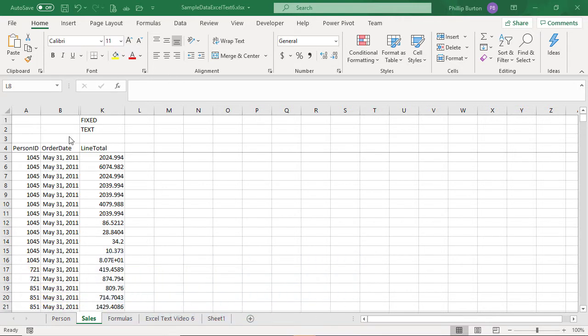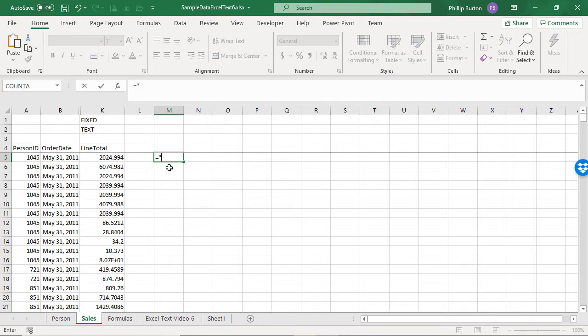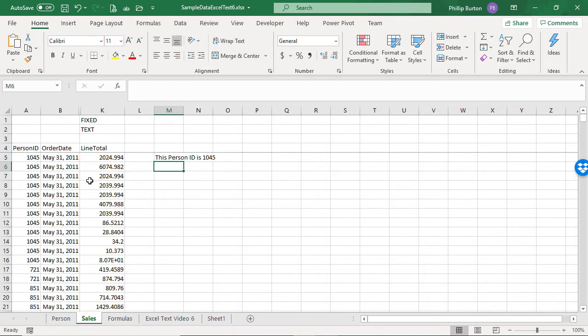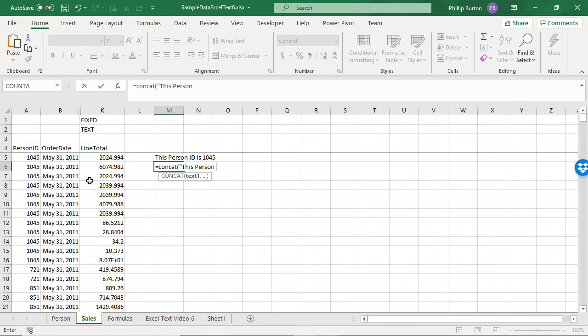So for instance, I have got this person ID of 1045. If you have been following the previous videos, especially video number 5 on text functions, you'll see that it is easy to combine these two together. This person ID is, and then an ampersand, and a reference to the cell. You could also use the concat formula as well if you so wished. So this person ID is, and then A5.